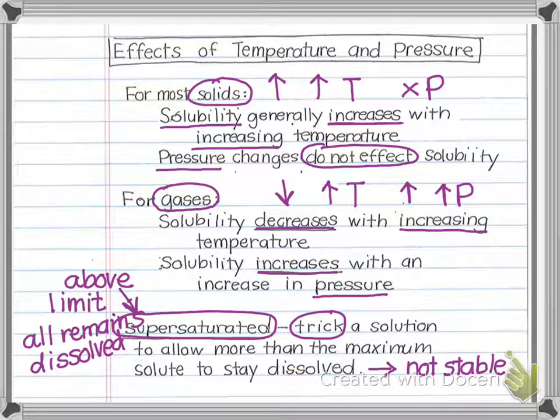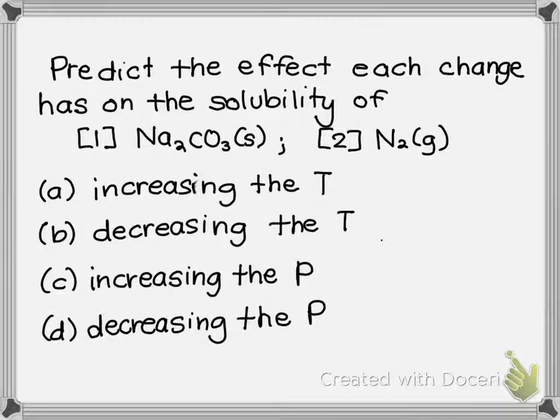So let's look at a question and try to put these effects into a different thought process. It says, predict the effect each change has on the solubility, and there's two things here. So this is sodium carbonate, and this is a solid. And then the second one is nitrogen, and you see here it has a G, which means it's a gas.